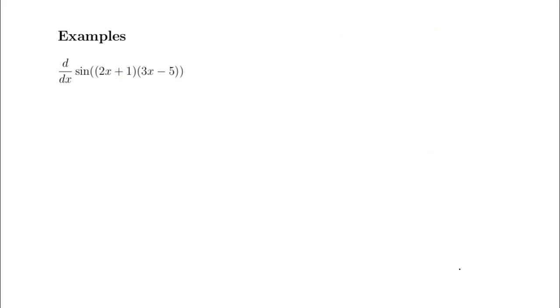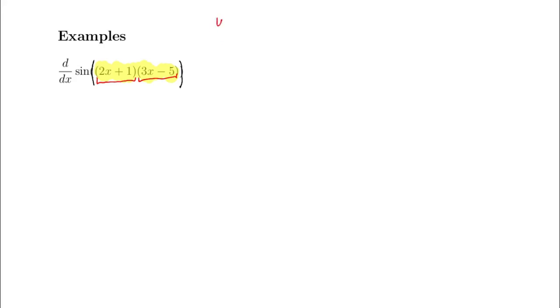Oh boy, there's a lot going on here. I'm going to make these parentheses on the outside extra big, just so we can really see what's happening here. This is sine of 2x plus 1 times 3x minus 5. So hopefully we can see there's a composition here because all this stuff is on the inside of our sine function. And we have a product rule along the way.